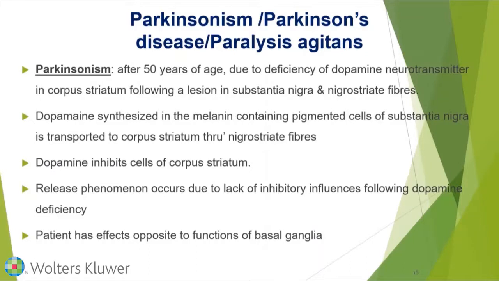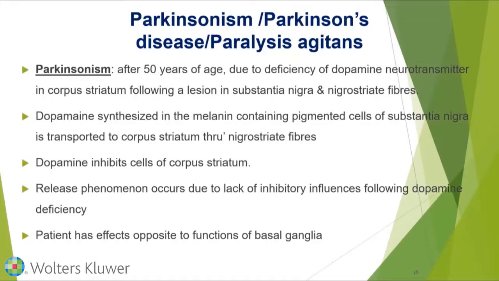Dopamine that is synthesized in the melanin-containing pigmented cells of substantia nigra is transported to corpus striatum through nigrostriate fibers. The fibers which carry the neurotransmitter to the corpus striatum are called nigrostriate fibers. Dopamine inhibits the cells of corpus striatum, which means the functioning of corpus striatum is controlled or checked by the action of dopamine. Anything should have an optimal function. It shouldn't underplay, it should not overplay. So this optimal function of corpus striatum is maintained by the normal secretion of dopamine.